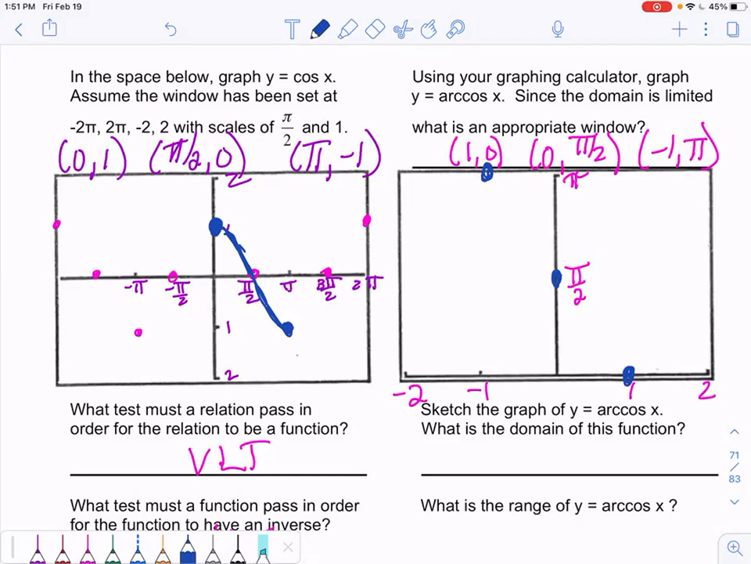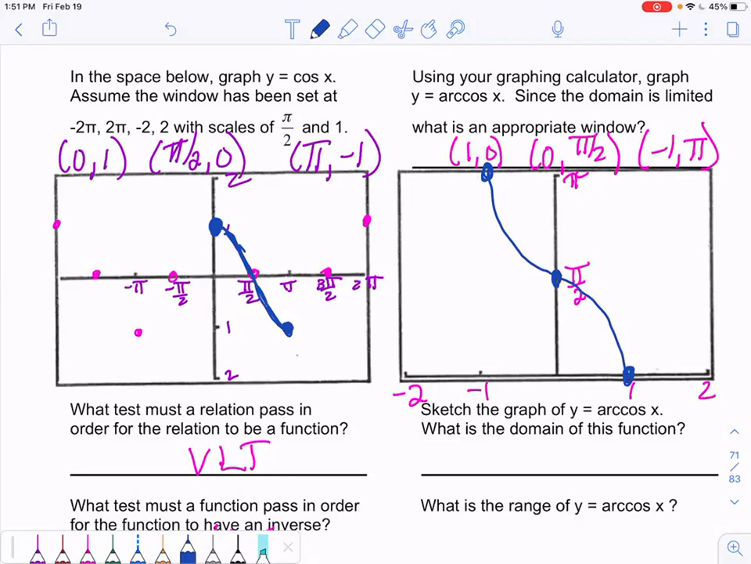So my graph should be a reflection of the original graph. If you look at your original graph, reflect it or make it do its opposite. So it should be a reflection over y equals x. It's still a decreasing function, but the direction of the curve is different. It still decreases because it's decreasing from 0 to pi. So it still is decreasing.